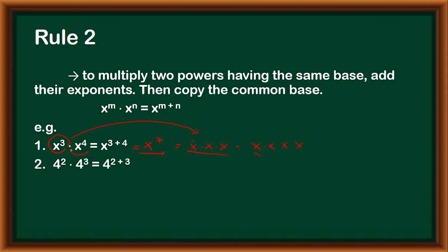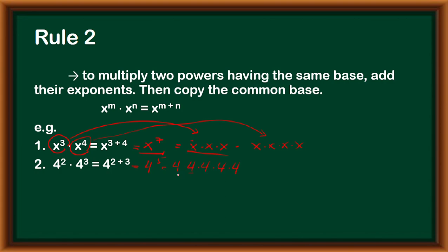Okay. So, ito. Dun sa kabila. Okay? So, 4 raised to the second power times 4 raised to the third power. So, ito po siya. 4 raised to the 2 plus 3 power. Okay? So, that's 4 raised to the fifth power. Okay? So, ibig sabihin naman niyan is 4 times 4 times 4 times 4 times 4.